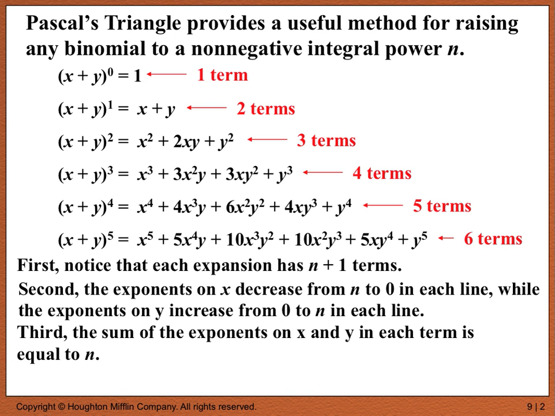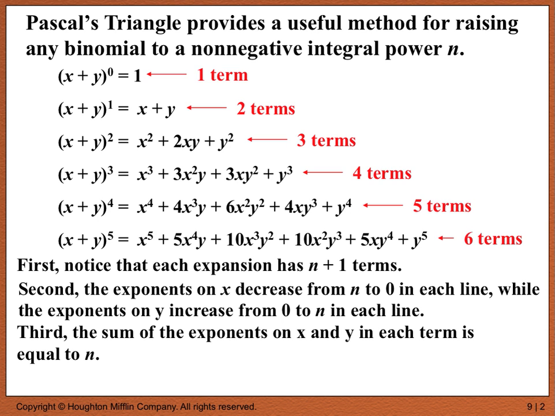Another pattern that you may have noticed, the sum of the exponents on x and y in each term is equal to n. All right, let's look at this line, for example, x plus y to the fourth. Well, the sum of the exponents in the first term is 4, because the y exponent is 0, the x exponent is 4, 4 plus 0 is 4. Here, the x exponent is 3, the y exponent is 1, 3 plus 1 is 4. Here, the x exponent is 2, the y exponent is 2, 2 plus 2 is 4. Here, the x exponent is 1, the y exponent is 3, 1 plus 3 is 4. And here, the y exponent is 4, the x exponent is 0, 4 plus 0 is 4.